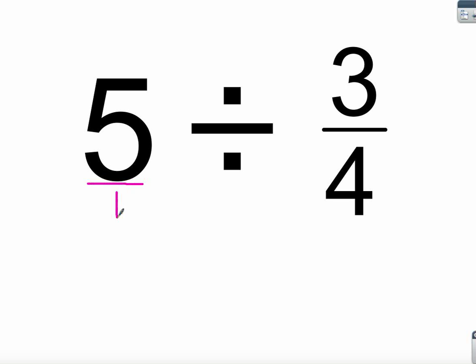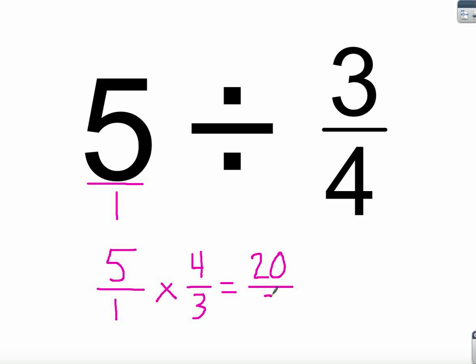Now remember, we have to have fractions and fractions. So the first one stays the same, 5/1. We change the divide to times, and we flip the second fraction around, which is called the reciprocal. Then we do top times top, bottom times bottom. So that would be 20/3. And that is improper.